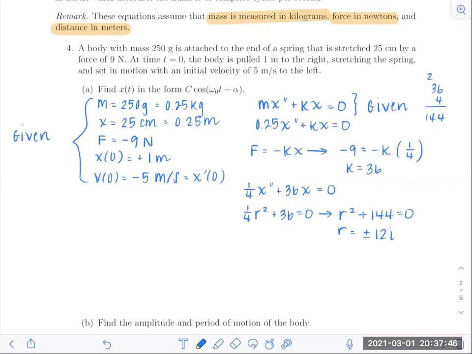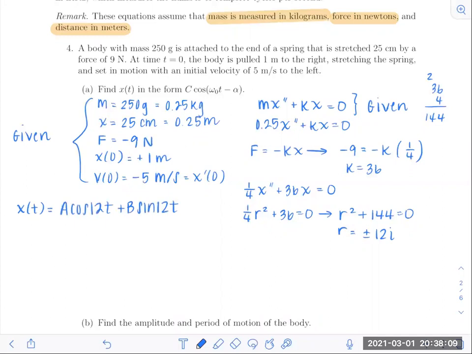All right, so based on these complex conjugate roots, I can set up my x of t function. We would technically have an e to the 0t, which I won't write. And then we have a cosine 12t plus b sine 12t.